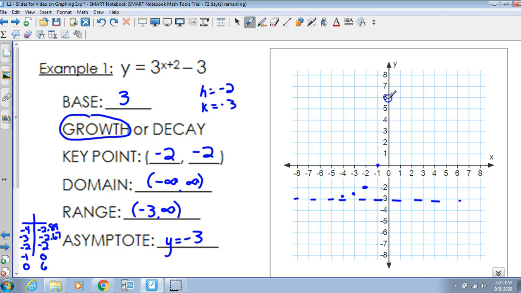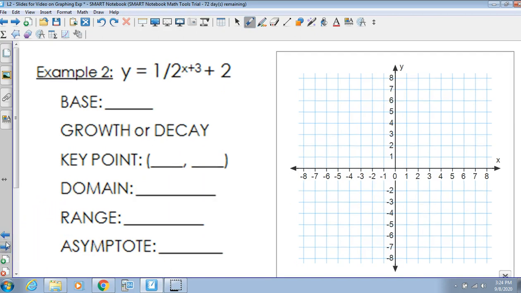0, 6. So we get that our graph here along that asymptote, and then we try to connect and make that smooth curve when we can. Sorry, I'm a little bit off there. Make it go through that point right there. I got a little messy at the end. Sorry about that. There we go. That is our example 1.